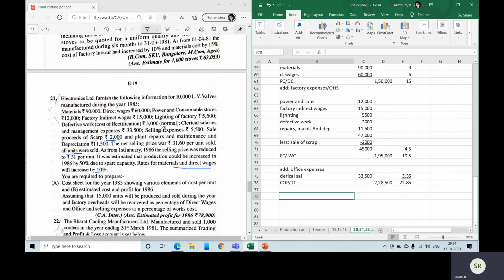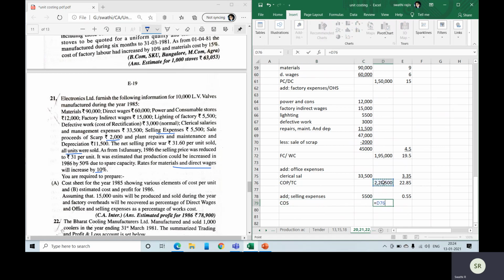Selling expenditure. Just one expenditure we have not taken so far, that's your selling expenditure. So you add directly, selling expenses of 5500. The unit cost of selling expenditure is not needed, so just delete, and this will give us cost of sales.